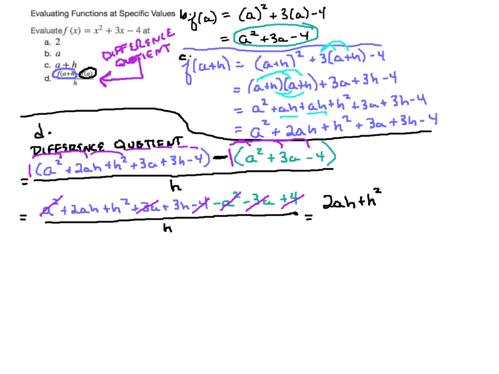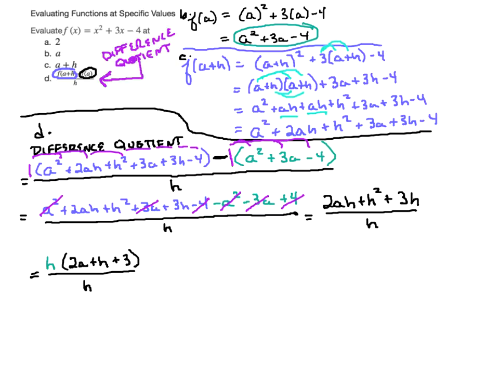2ah plus h squared plus 3h, divided by h. Notice, look at all the terms in your numerator. They all have a common factor of h. And when I divide that out, I'm left with 2a plus h plus 3.